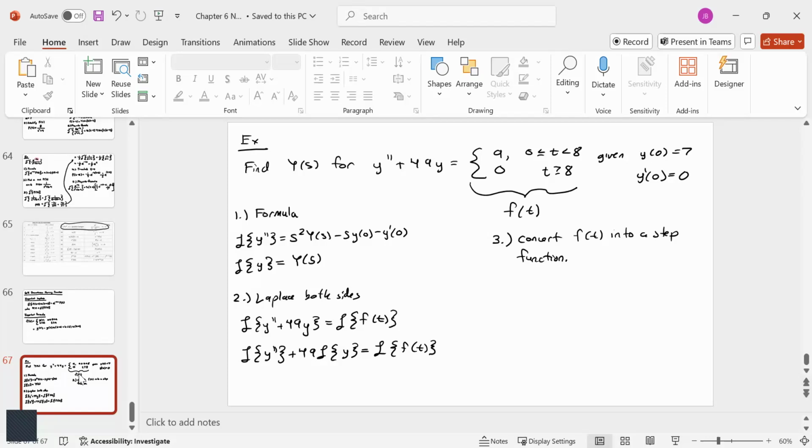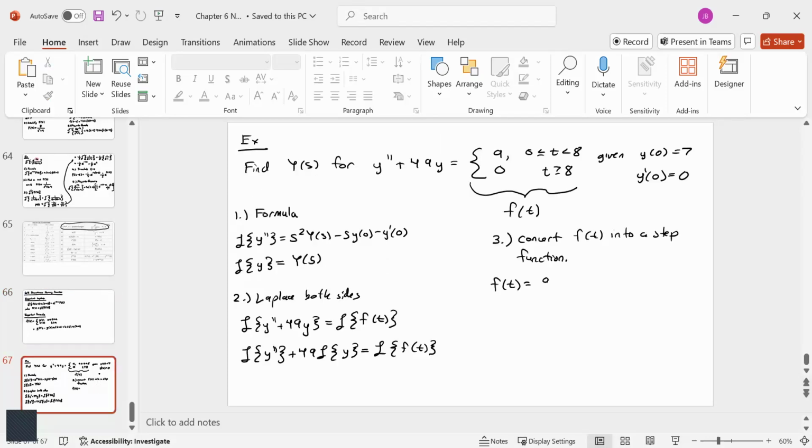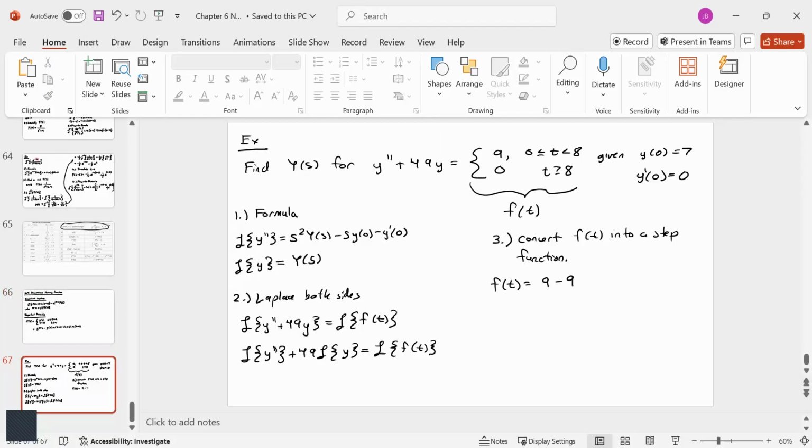So we want to convert this into a step function. The easiest way of doing that is to follow our formula, g of t, h of t. So we write down the first function, 9, minus, right? We subtract the same function, 9 u of t minus 8, and then plus 0, and it doesn't matter, 0 times anything is 0. So that's our step function. So f of t is equal to 9 minus 9u of t minus 8. Yeah, that's good to go.